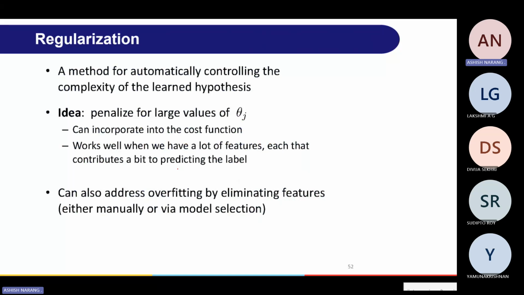So what we can do is use some regularization, a method for automatically controlling the complexity of the learned hypothesis. What we want is to penalize large values of theta j. We can incorporate it into a cost function, which works well when we have a lot of features and each contributes a bit to predicting the label. We can also address overfitting by eliminating features, right?